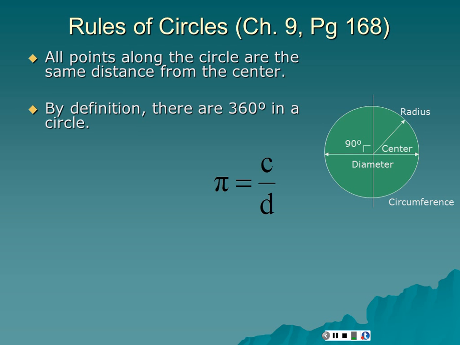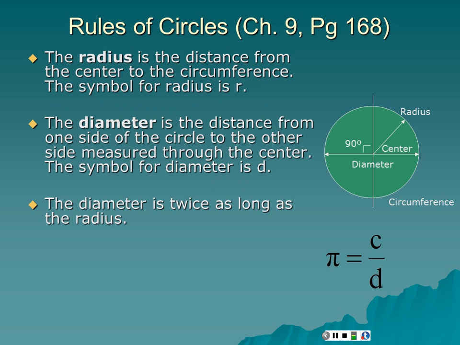All points along the circle are the same distance from the center. If you look at all the points along the circle, those are located at the same distance from the center. If this is the center, and you consider any points on this circle, they are at the same distance. By definition, there are 360 degrees in a circle, right? Remember, at the beginning we showed you a circle. If you just go round like a circle, a 360 degree angle is created. So at the center, you will always have 360 degrees for a circle.